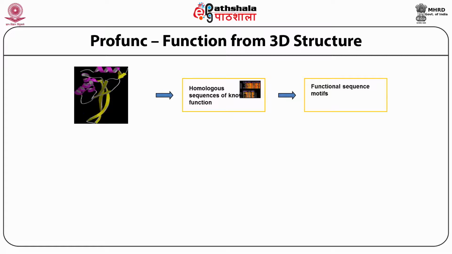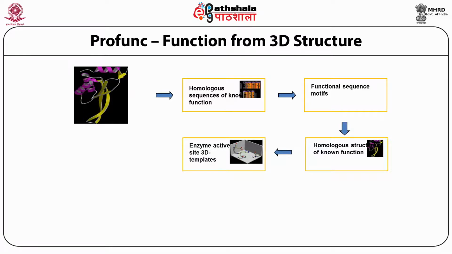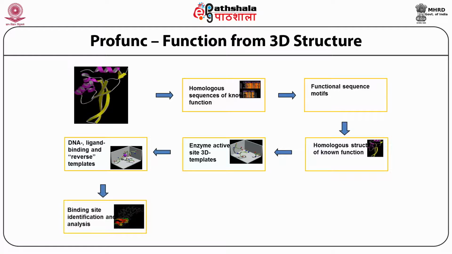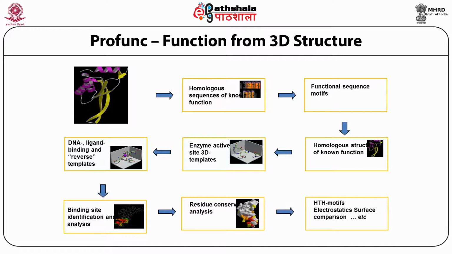Then it searches for functional sequence motifs, that is, what motifs are present in the particular sequence. Then at the third level it searches against three-dimensional structure similarity, especially for the active site of an enzyme, and how the active sites are located in three-dimensional space, as you can see here. And then the DNA binding site, if there is any and where it is located, which can be used through the reverse templates. Then binding site identification, residue conservation analysis, and finally the HTH helix-turn-helix motif. So all these tools are combined in one platform, ProFunc, and from ProFunc you can get information directly from the structure.